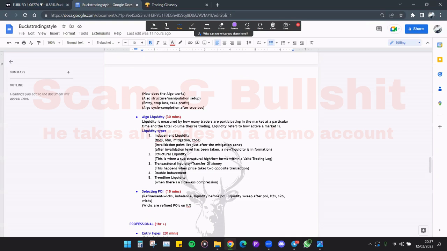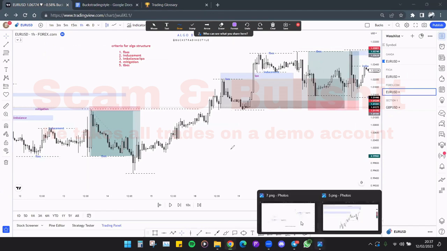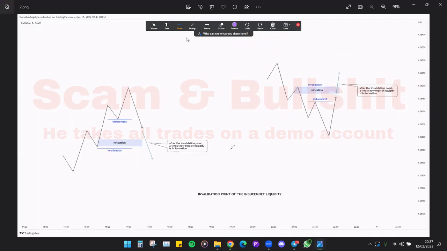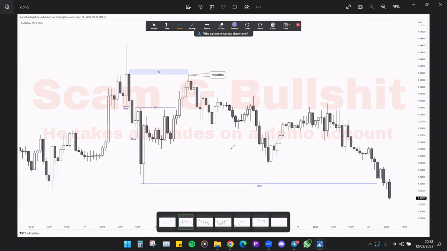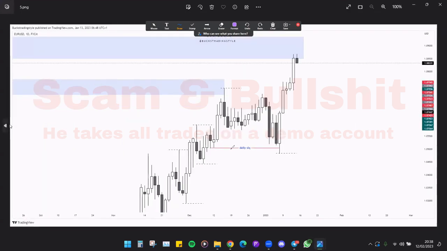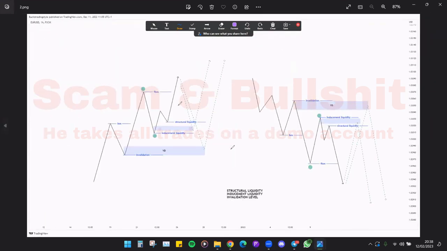So let's see, the next type of liquidity is the transactional liquidity, right? The transactional liquidity, or transfer of money. Now remember how I said after the SLQ, we have our inducement liquidity, right? The SLQ is internal structure. The ILQ is external structure. ILQ is when price takes out one level of liquidity.